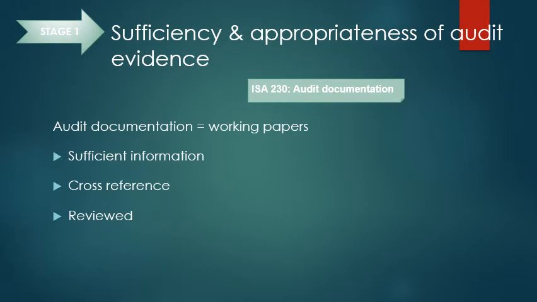Another standard that you can also consider within stage 1 is ISA 230, which deals with audit documentation. Now, your audit documentation is evidenced in your working papers, the different working papers that you use on your audit file. All right, so the information that is presented there needs to be sufficient, cross-referenced to where else on the audit file it has been used, and also very important, the review of those working papers needs to be documented.